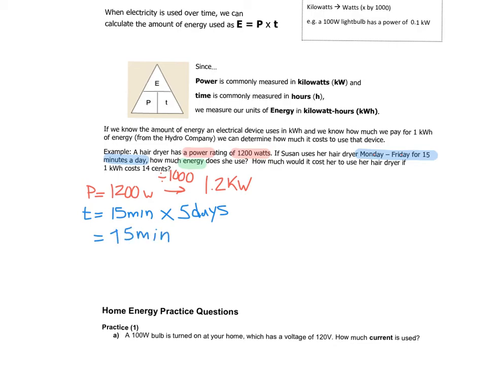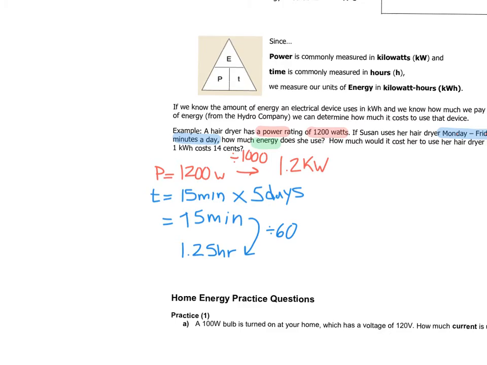But again, we want to convert to hours. To convert to hours from minutes, we're going to divide by 60. So we get 1.25 hours. You can think of it because we know that every 15 minutes is equal to 0.25 hours, and every 60 minutes is 1 hour, right?